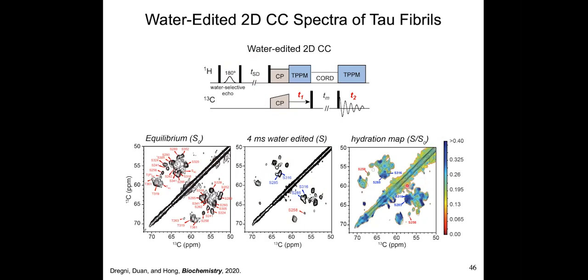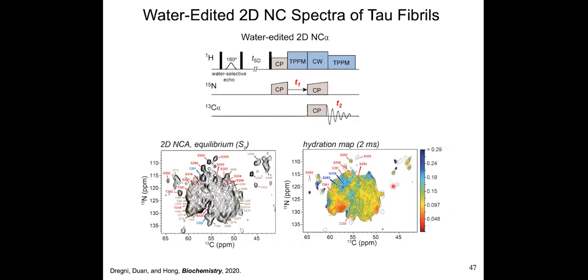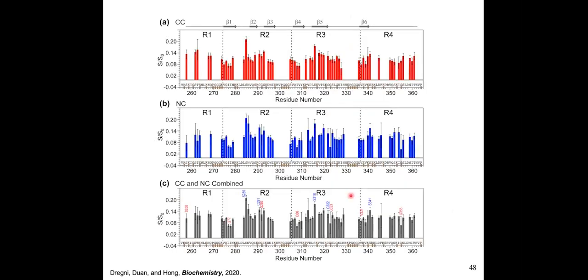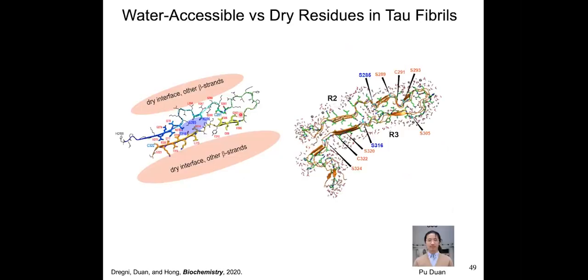So here, bluish, greenish intensities are particularly high. So these are well-hydrated serines, and then the reddish residues are less hydrated. So that's the kind of experiment you can do. Here is an example where we have 2D nitrogen carbon correlation as the readout. And again, I have the assignments in the equilibrium spectrum. And once I add water editing, then I get a hydration map, and you have some sites that are very dry, other sites much more water accessible. So you can quantify intensities in this way to figure out which part of the protein is water accessible.